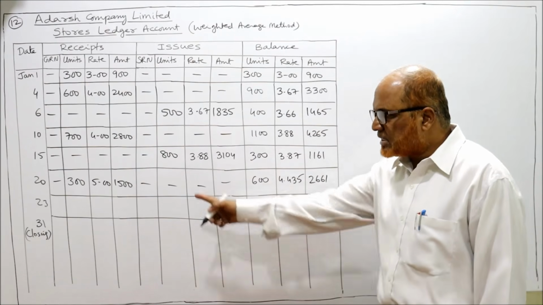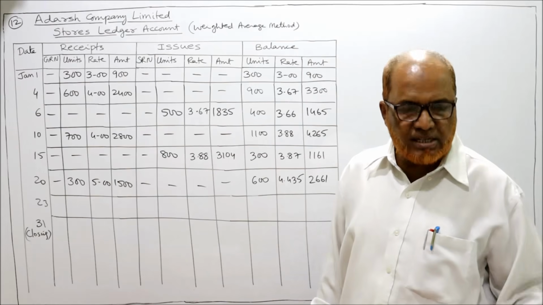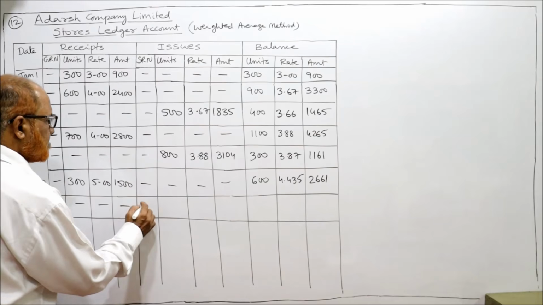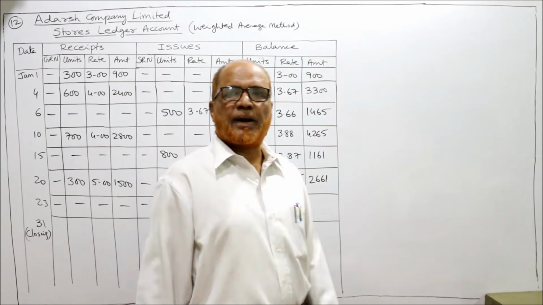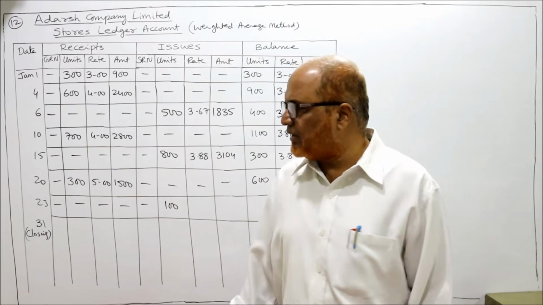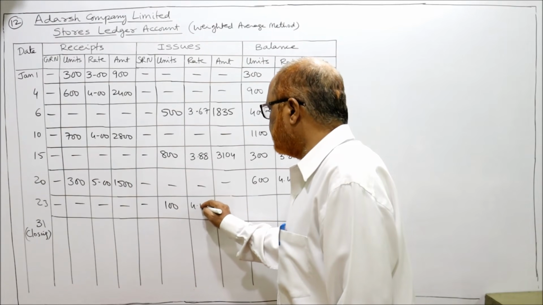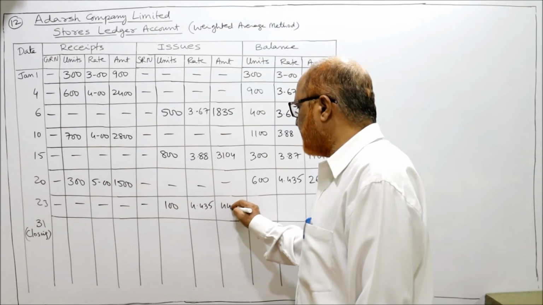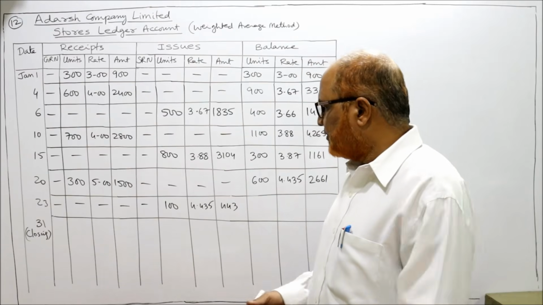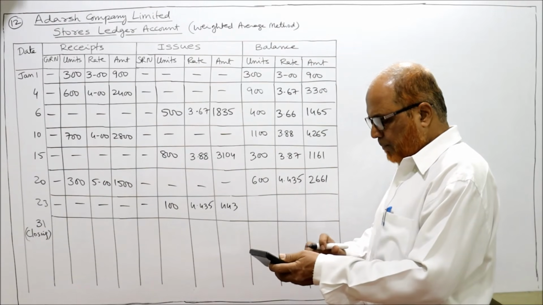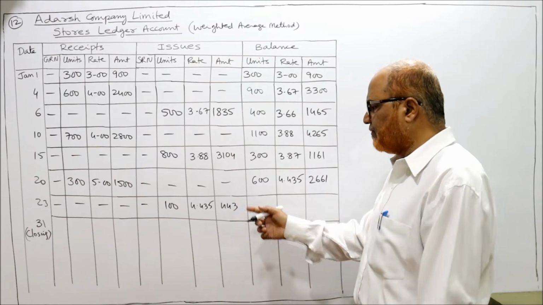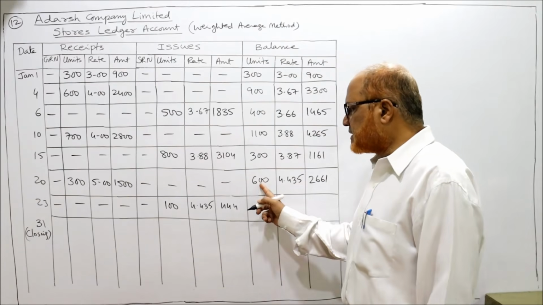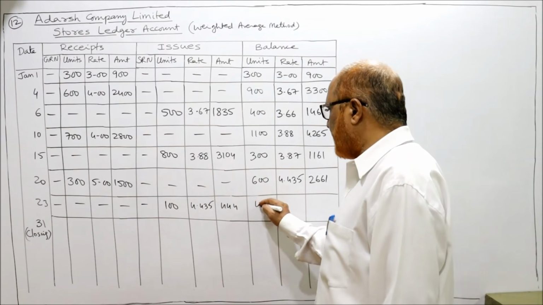That's it. Now the last transaction, the 23rd. On the 23rd there is an issue of 100 units. At what price do I have to issue? 4.435. Multiply 100 into 4.435, you will get 443.5. I have taken 444. Now you subtract 600 minus 100. The remaining balance is 500.